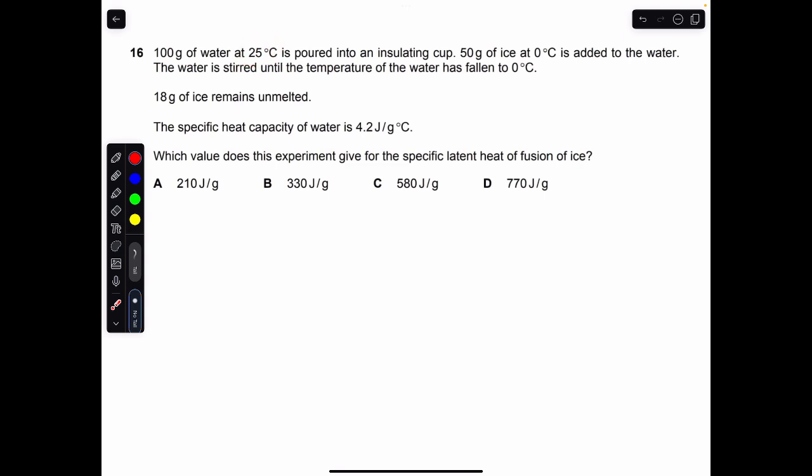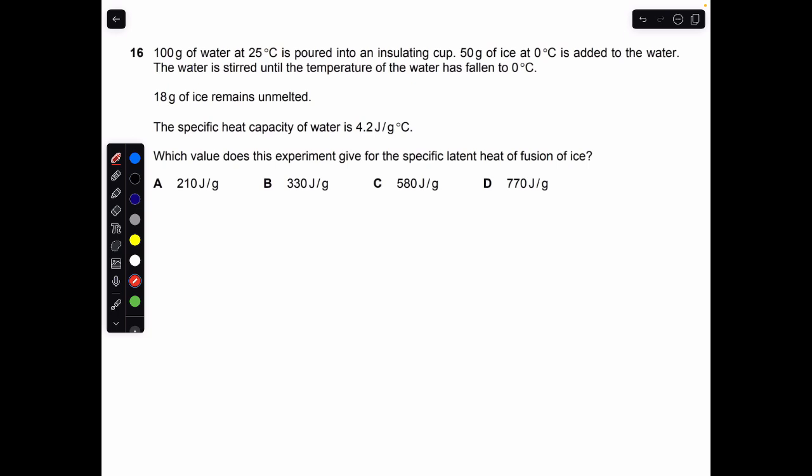100 grams of water at 25 degrees Celsius is poured into an insulating cup. 50 grams of ice at 0 degrees Celsius is added to the water. The water is stirred until the temperature of the water has fallen to 0 degrees Celsius. 15 grams of ice remains unmelted. You have to calculate the specific latent heat of fusion of ice in this question.